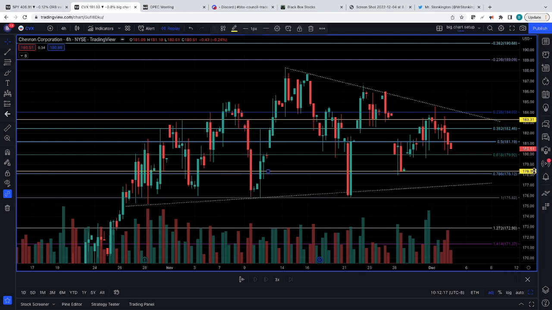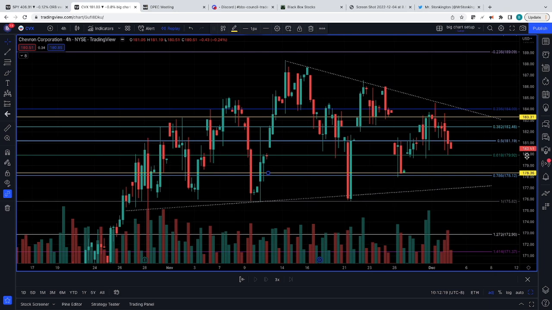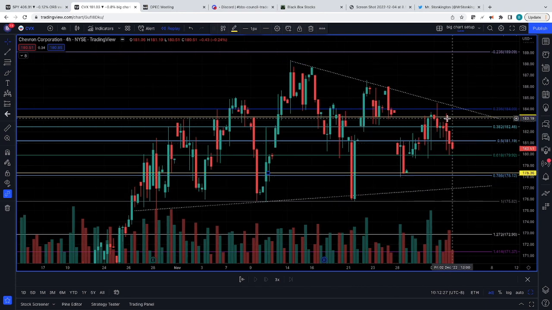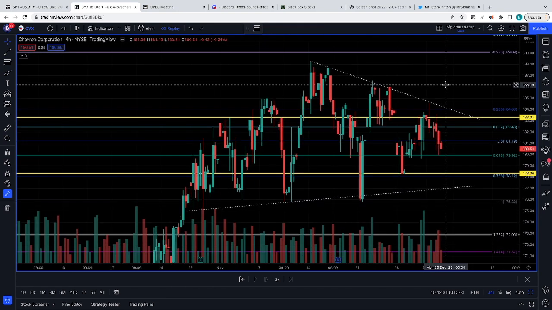So this would be kind of what I'd be looking for. And what I like about this setup for CVX is that if we're waiting for the confirmation out of these trend lines, we're going to get additional hints as we approach these dark pool levels by using Blackbox.